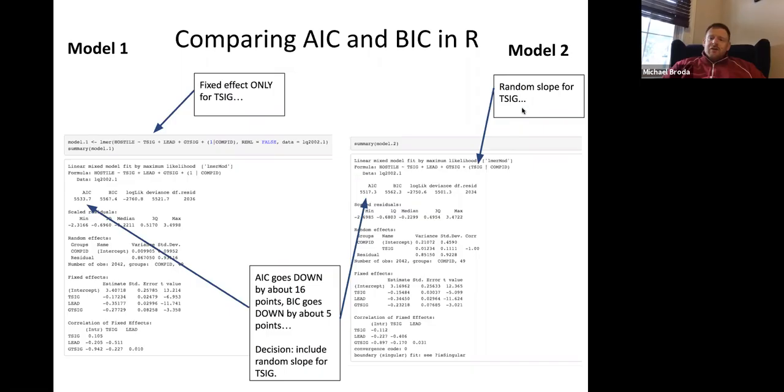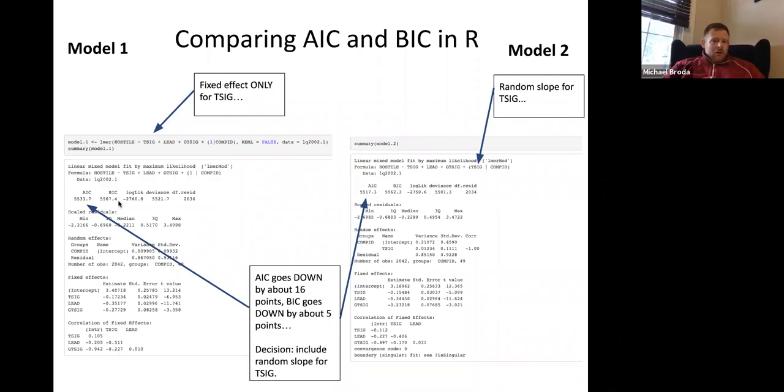And then our comparison model is the same thing, except we've now, see the TSIG is now included over here. We've now included an additional random component for TSIG. So the question here is very similar. Do I want to introduce a random slope? I have a model that works well. Now do I want to introduce that random slope as well? And so we fit both models.